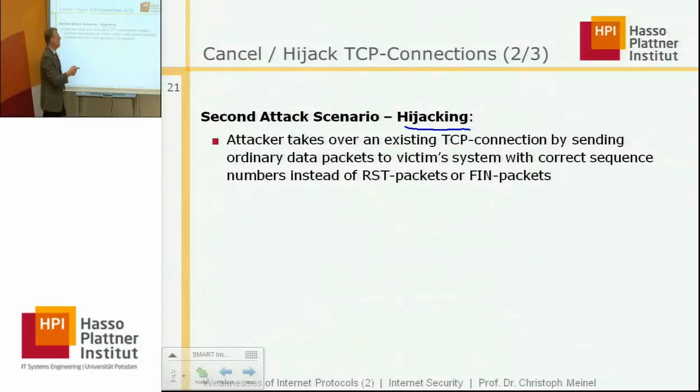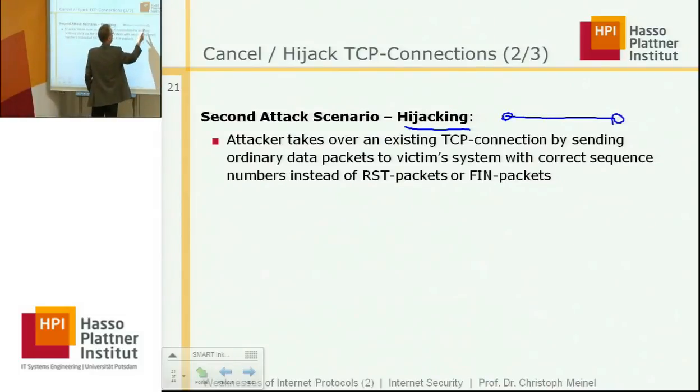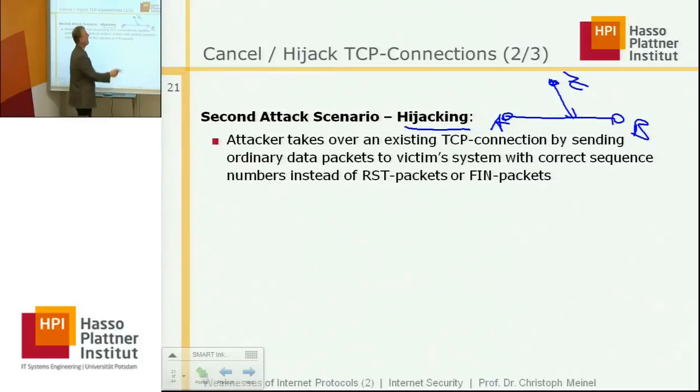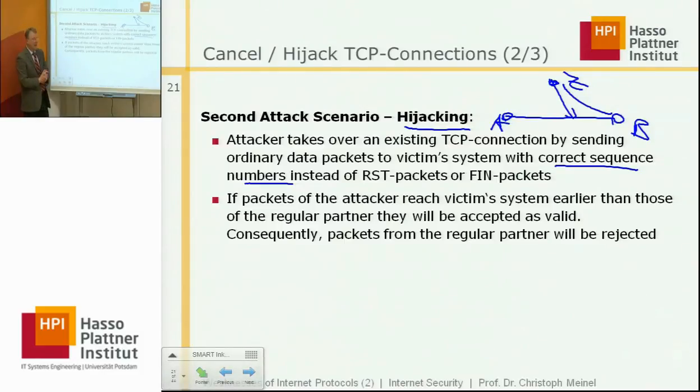And in this way, when the packet with the sequence number comes from the real partner, this is ignored. So if this was the original connection between A and B, Z jumps in, and then the connection is done in this way. Again, the key is to send packets at the right moment with the right connection number. If the faked packets of the attacker reach the victim system earlier than those of the real partner, they will be accepted and processed, and not the packages from the real partner.